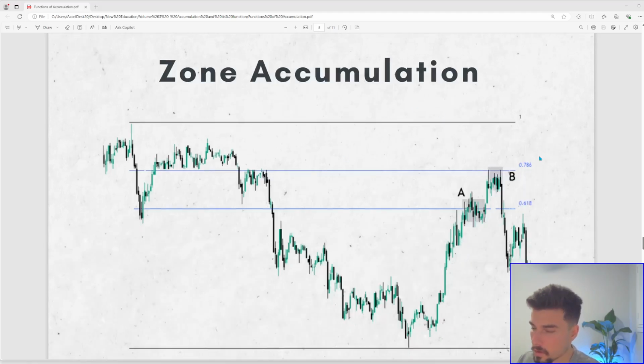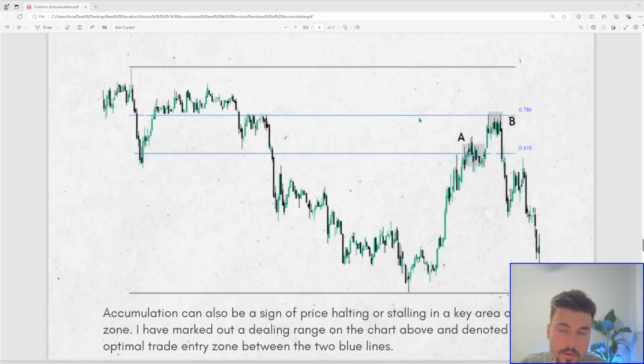So we're going to combine all these concepts now with the concept of OTE, which we talked about in previous lectures. So what I want you guys to focus on here, I've drawn out a dealing range from this swing high to this swing low. What I've done is I've marked out the OTE range, which is between 0.618 and 0.786. Inside of that range, here's the important part. I've marked out two accumulation pockets.